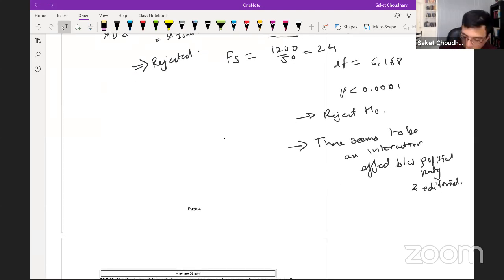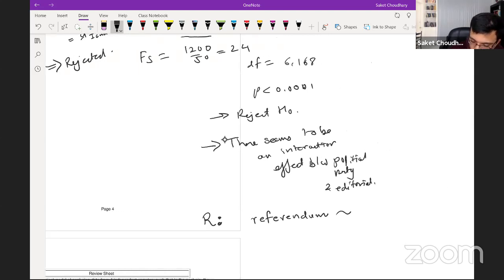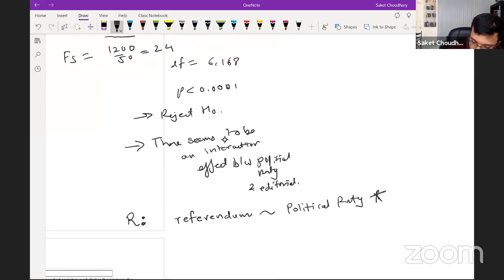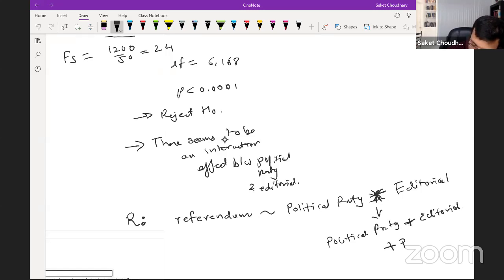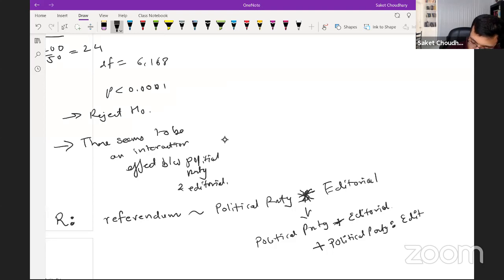And if you're doing this same analysis in R, the way you specify this is you'll say that my variable referendum is political party star editorial. So the star is political party plus editorial. Plus means your normal two categories, plus political party colon editorial. That means this is accounting for the interaction. This is the syntax in R.